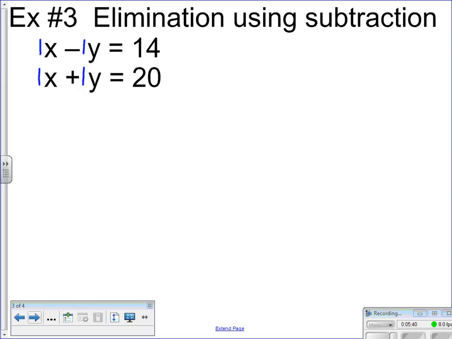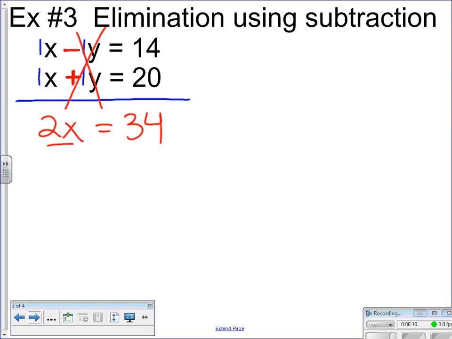Now, if you wanted to cross out the x's, that would be acceptable, but you would have to change one of these to a negative x. However, if you notice, the y's already have a negative y and a positive y. So you don't have to change anything to cross those two out. And then you add the two x's. 1 plus 1 makes 2. 14 and 20 makes 34. Divide by 2, x equals 17.